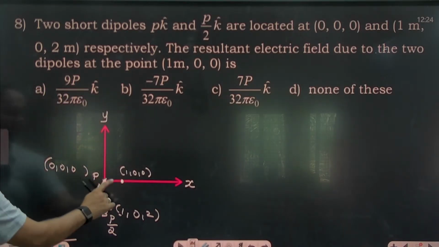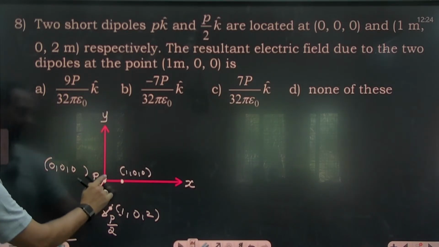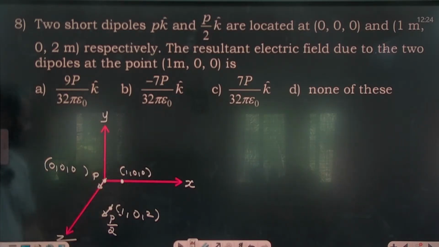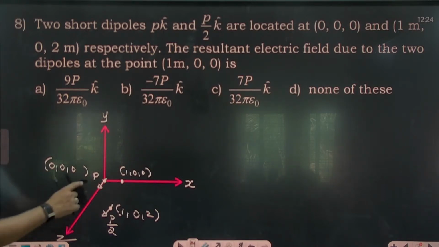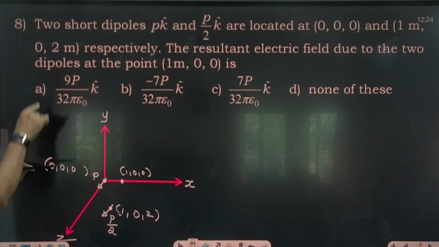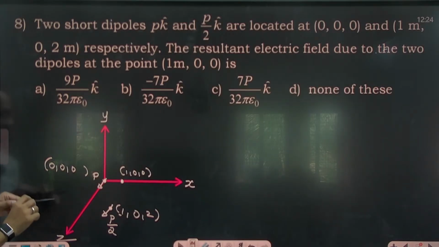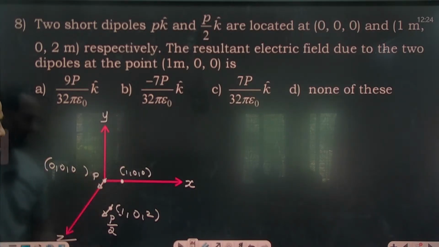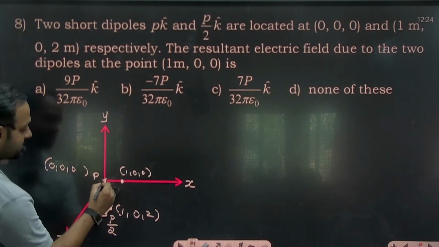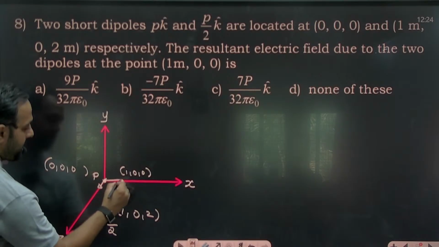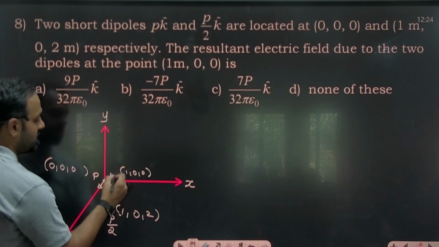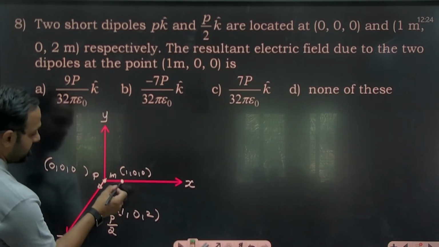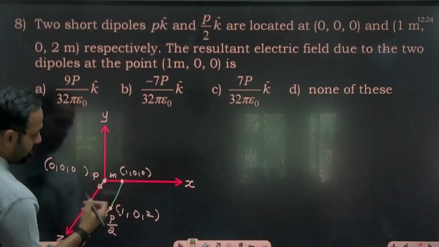And what about for this dipole? Because it is a short dipole, can we take that this is an equatorial point? Yes, for a short dipole, if we go like this it will be an equatorial point. So for this P, this is an equatorial point. For this P by 2, this is an axial point. Okay, what is this distance? This distance is 1 meter. What is this distance here? Between this dipole and this point there is a distance.